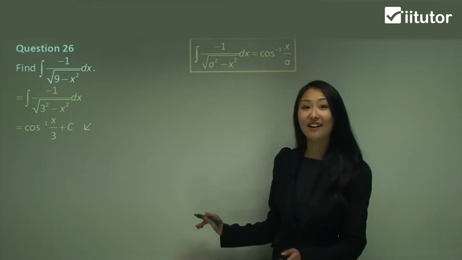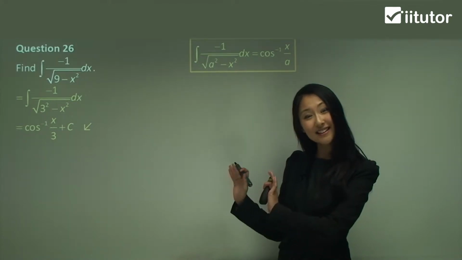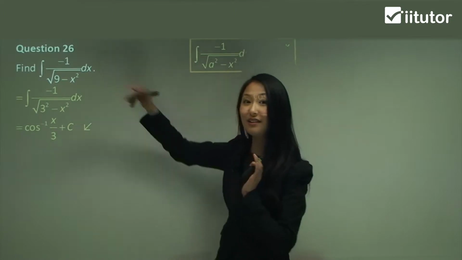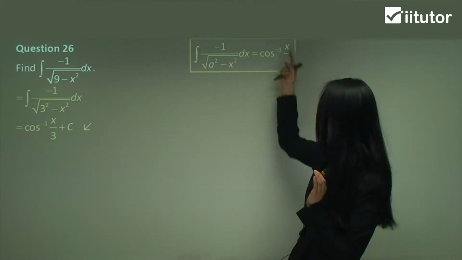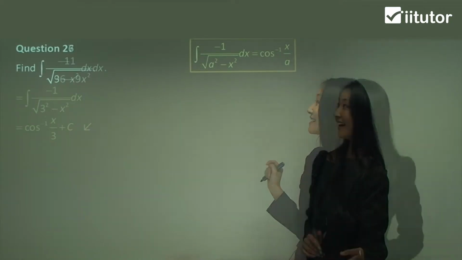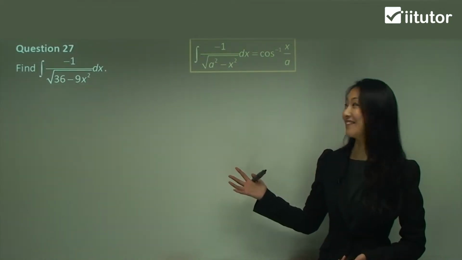All right, so you can see very similar process to inverse sine. The only thing is you have to know if you see that -1, your mind should straight away click to inverse cosine instead. All right, great. So that was question 26. All right, let's have a look at question 27 now.